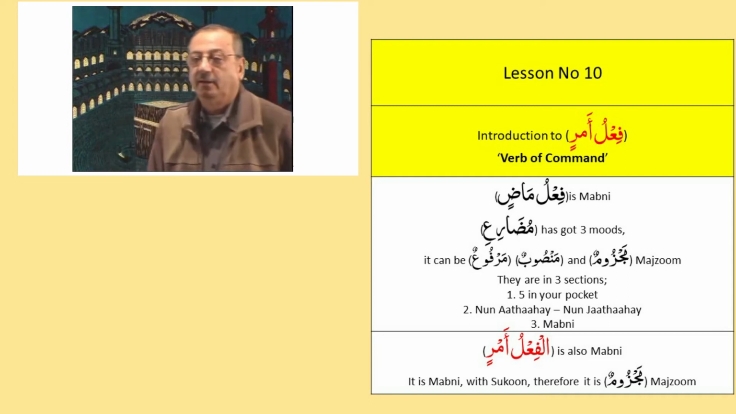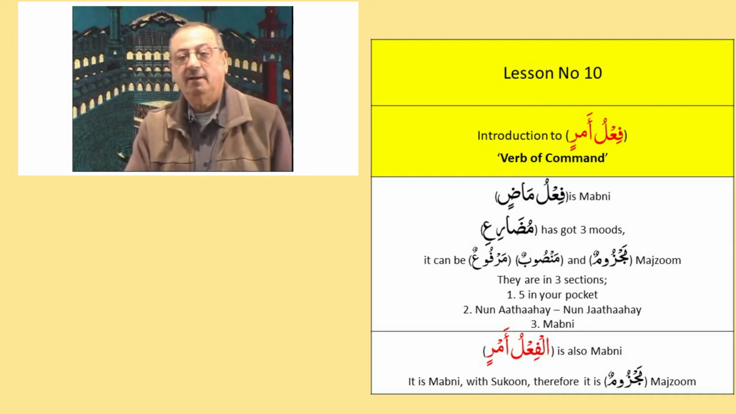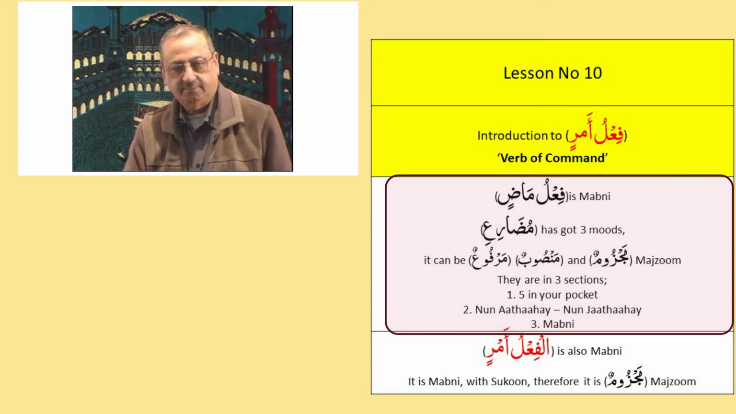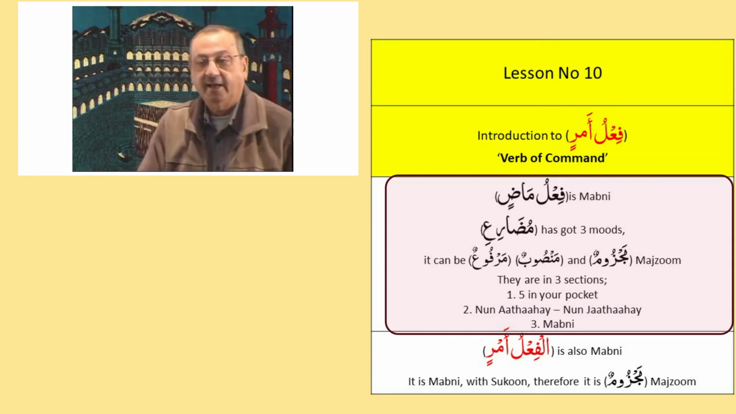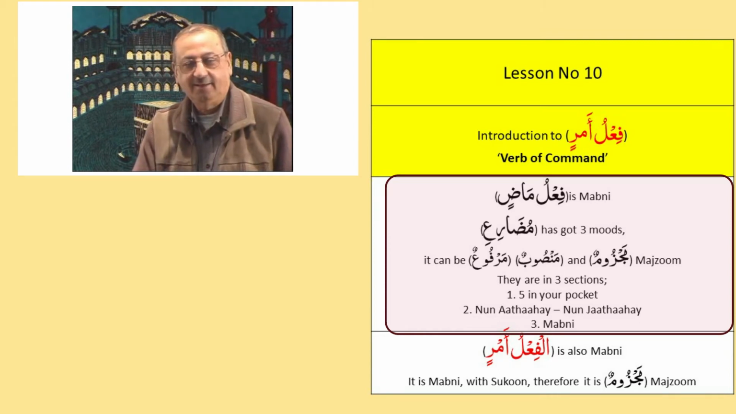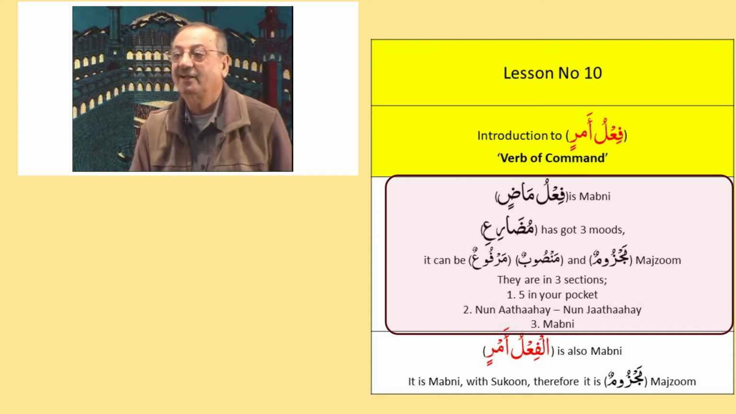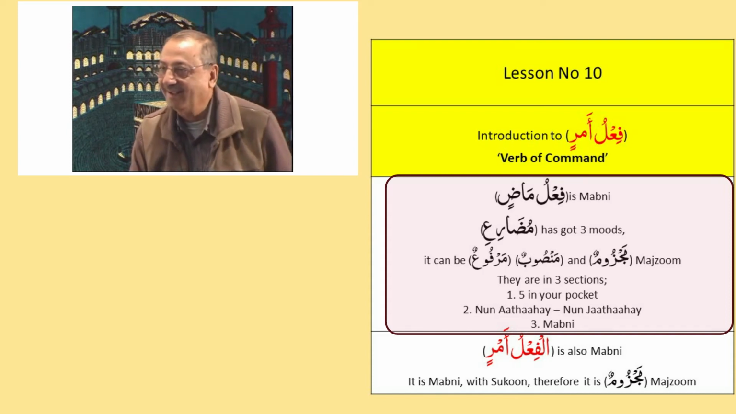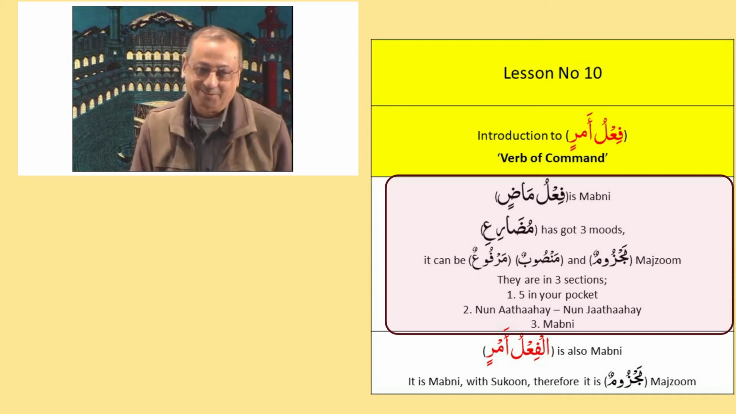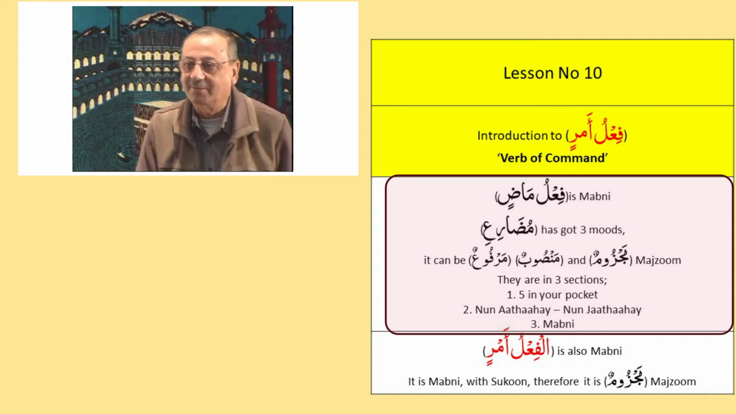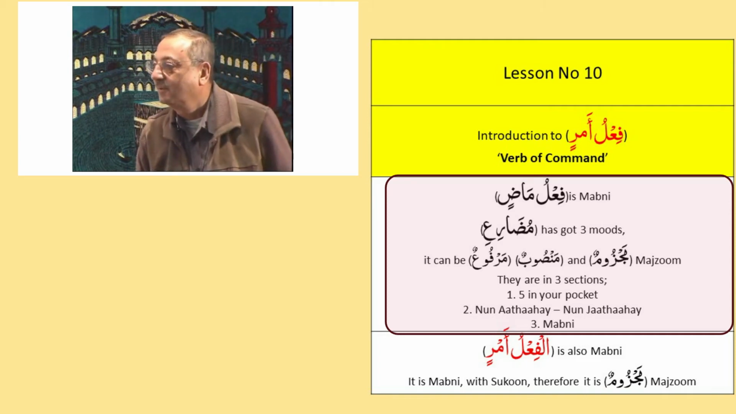Now, fi'l madi is mabni. Fi'l mudari'a has got three moods. It will be marfu, mansub, and majzum. And jokingly, I tell you, three sections. One section, five in your pocket. Second section, noon comes and noon goes, brother. That is the sign of its being marfu or mansub and majzum. And the third section is mabni.